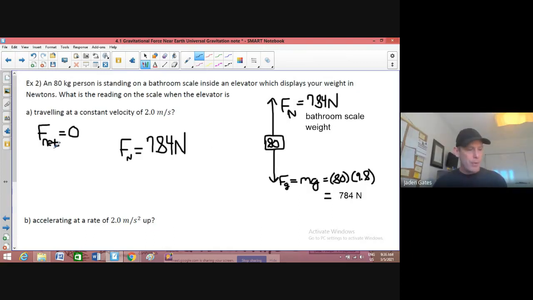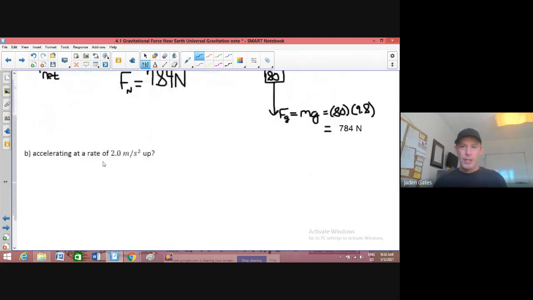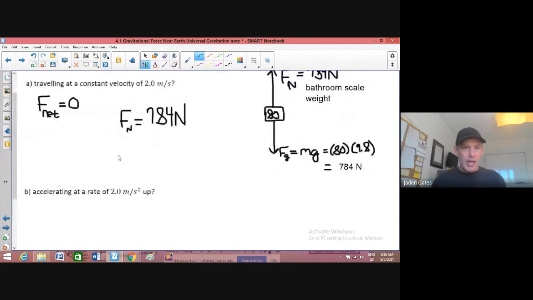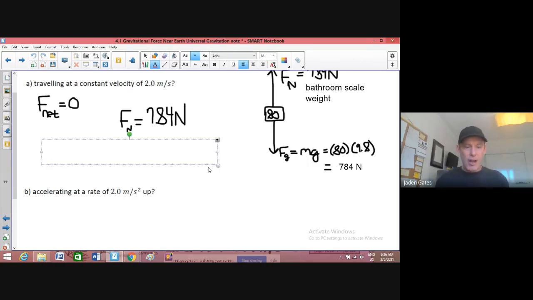Now, let's change it up a little bit. A great way to look at it is our F net in this situation, which is equal to 0, because we are adding Fn plus Fg. Because they're in opposite directions, they cancel each other out.